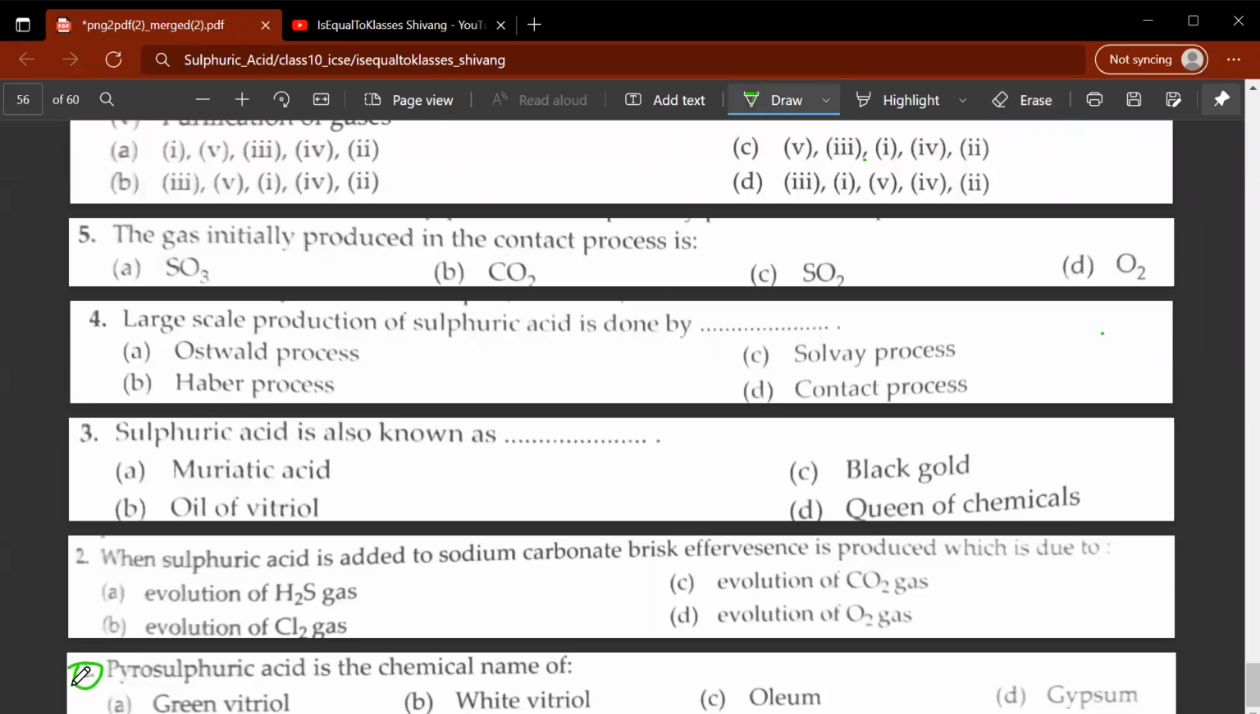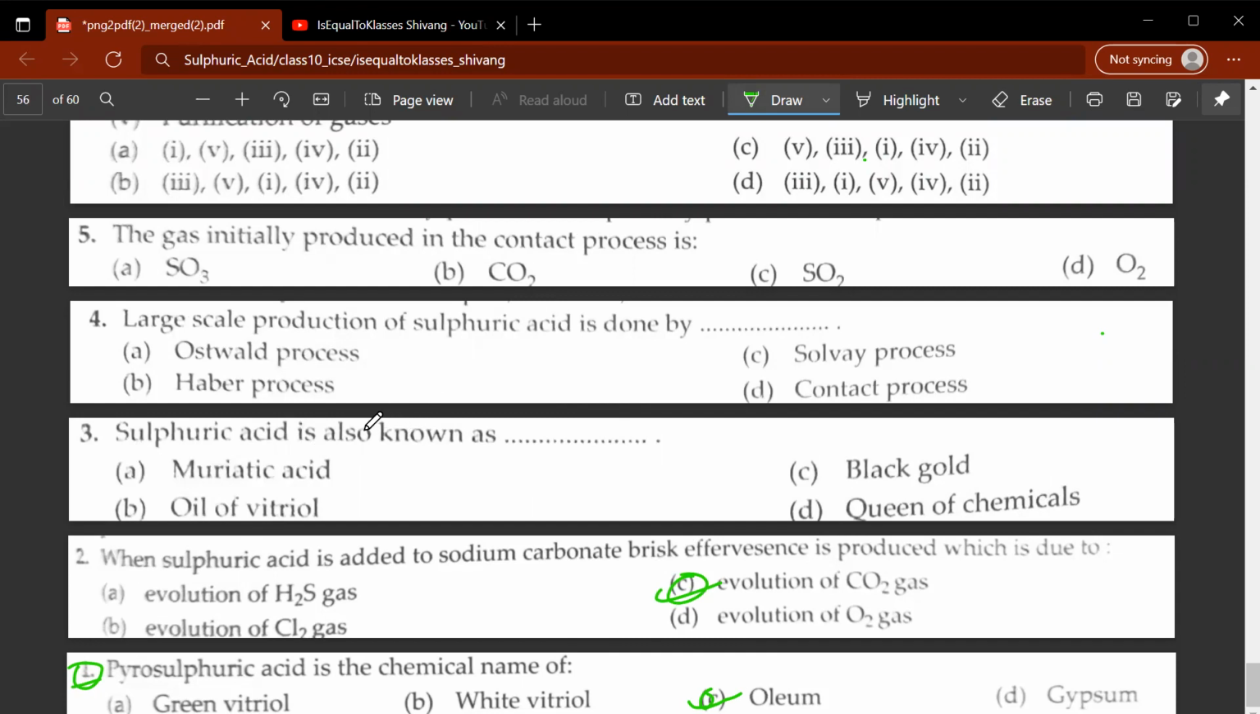In this video, we'll be revising questions of sulfuric acid. So let's start the video. Pyrosulfuric acid is the chemical name of oleum, C. The second question, when sulfuric acid is added to sodium carbonate, brisk effervescence is produced, which is due to... So this is due to C, evolution of CO2 gas.